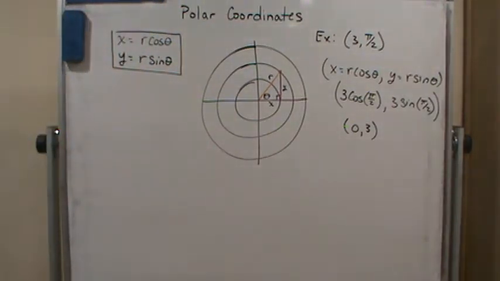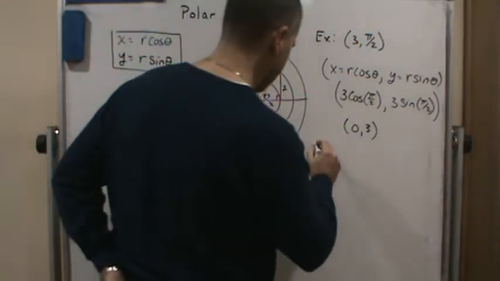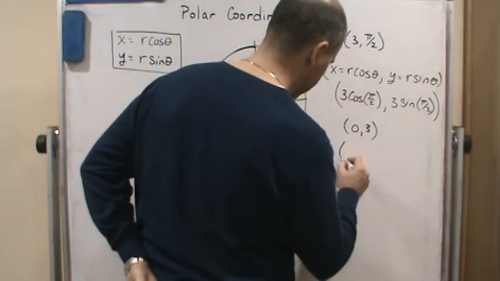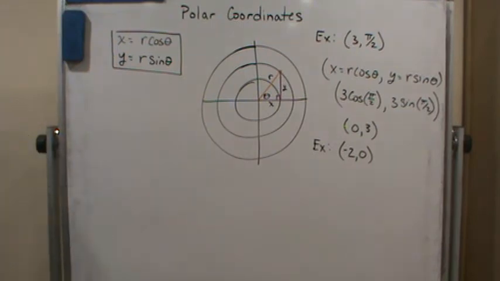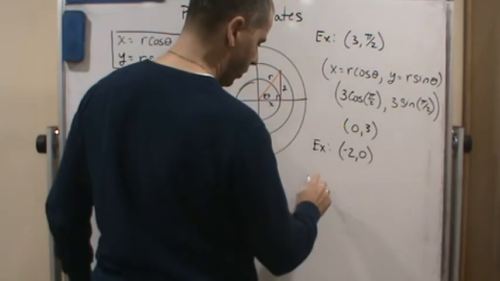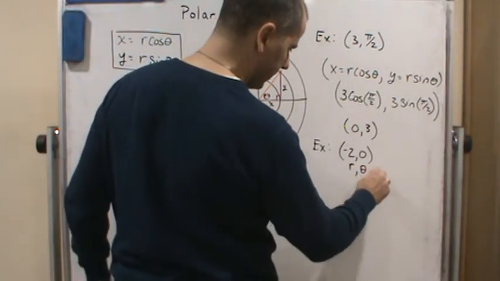Okay, now, what about this one? Let's say negative 2, 0. So we want to convert these polar coordinates. So here's another one. In this case, negative 2, 0 are polar coordinates, so don't get it mixed up. In this case, we're going to again use the formulas. So we know this is r, comma, and this is theta.